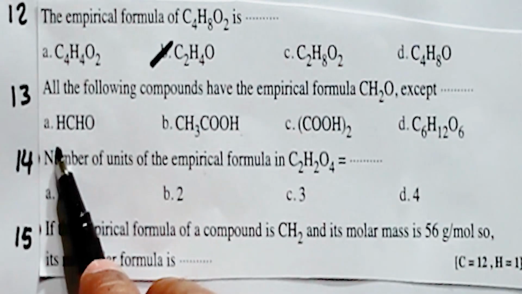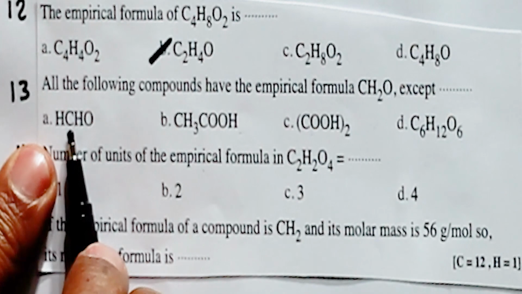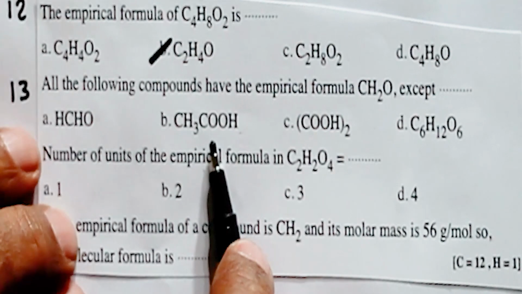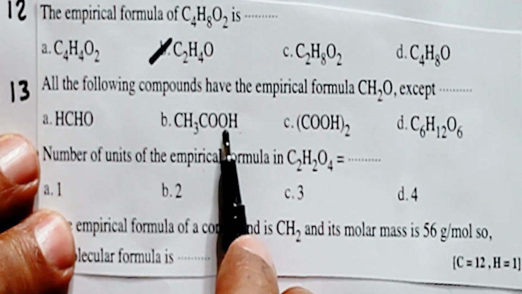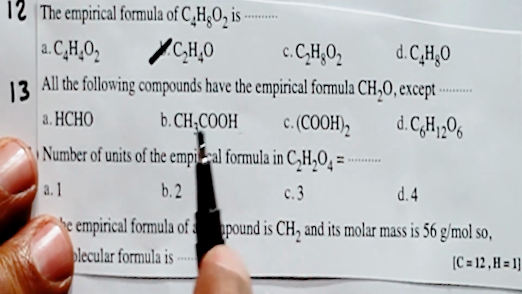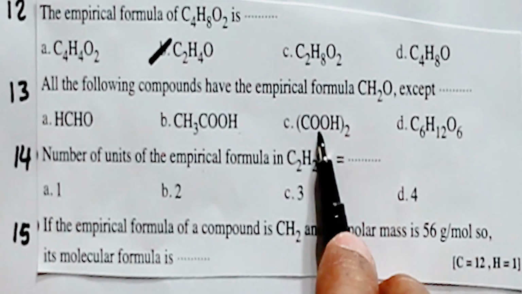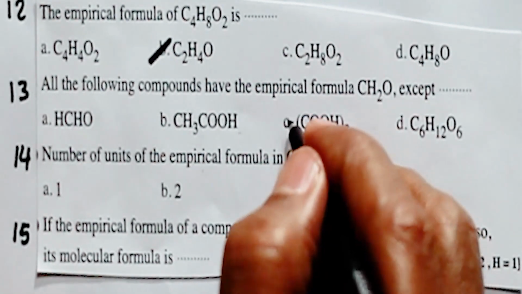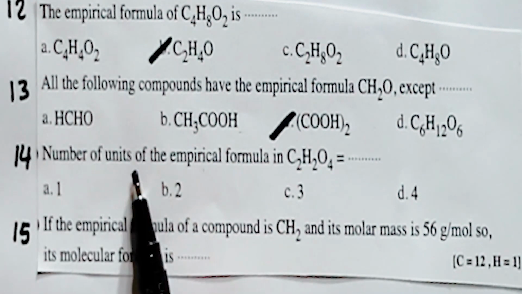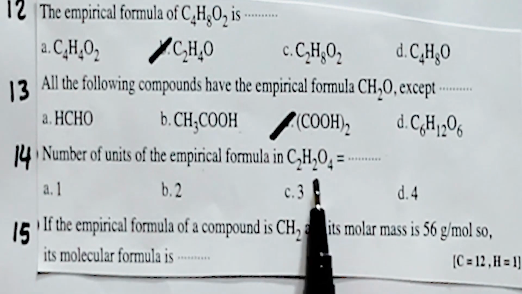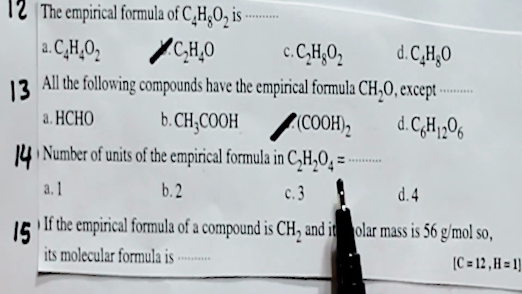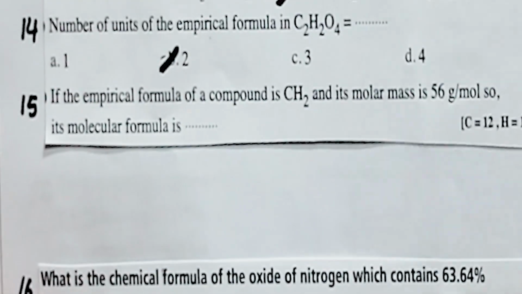All the following compounds have the empirical formula CH2O except. We can try each one. The first one, HCHO, is CH2O, right. Number two, CH3COOH, is C2H4O2, right. Number C, (COOH)2, is not, except COOH bracket 2. Number of units of the empirical formula in C2H2O4 is divided by the empirical unit.